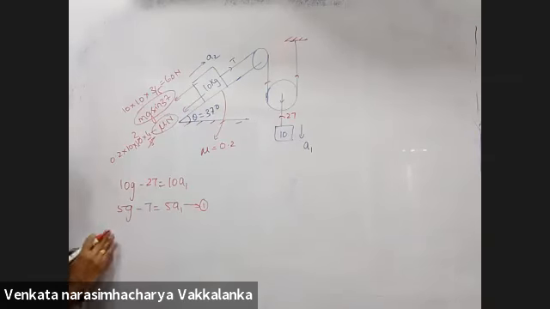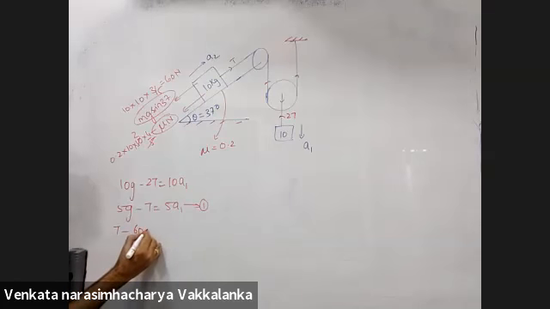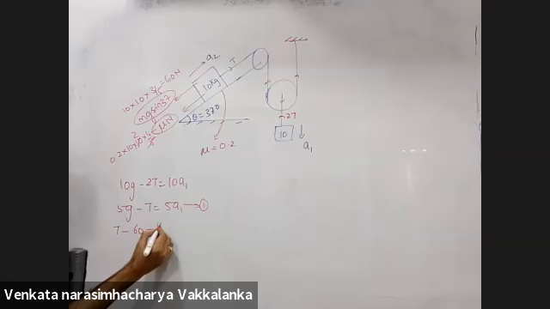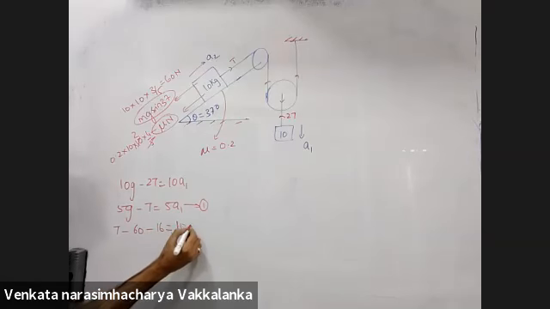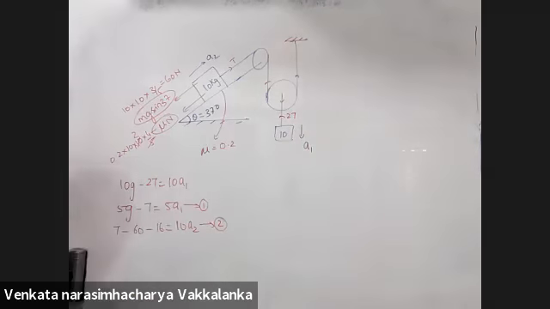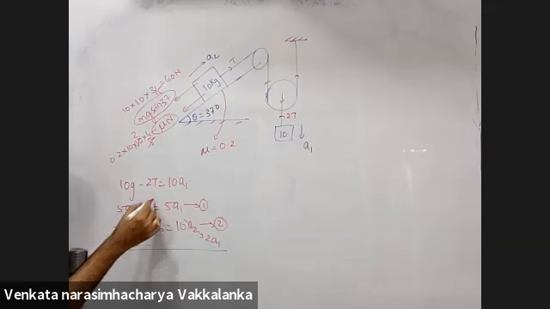Sorry, the block going upwards: T minus 60 minus, how much is this? 16. 16 is equal to 10 into A2. 10 is the mass, A2 is the acceleration. Second equation. A2 is 2 A1. I need to calculate A1 and A2.